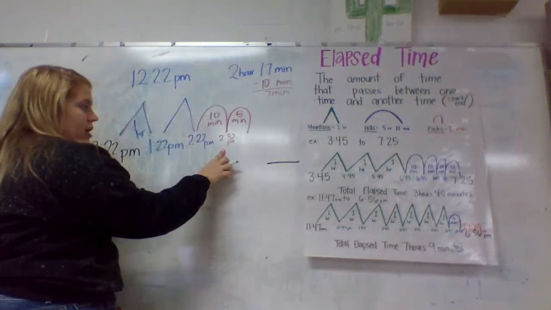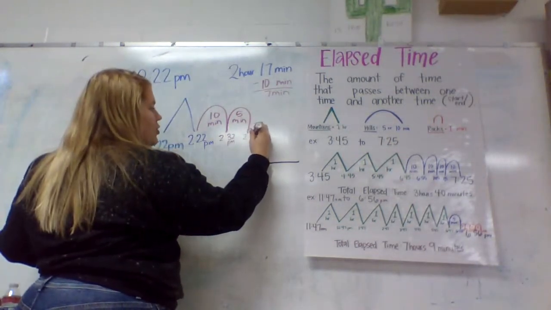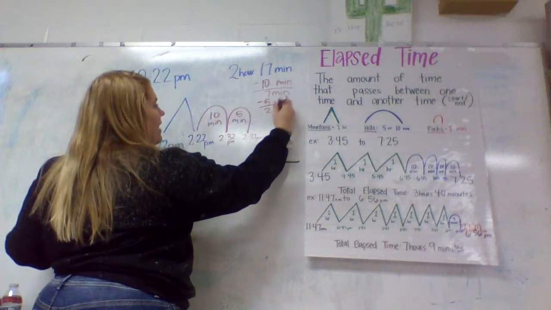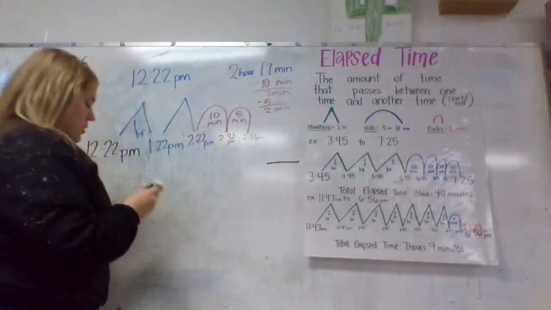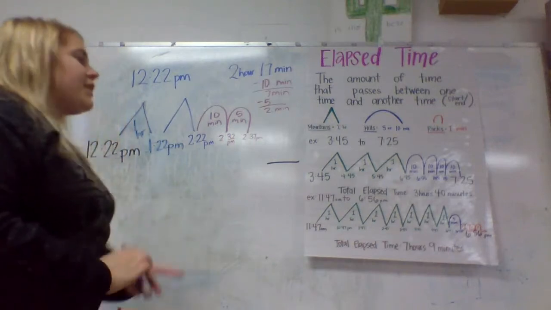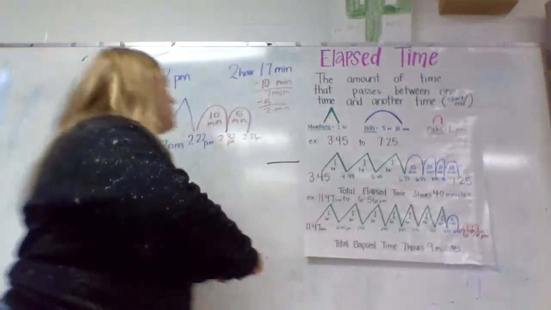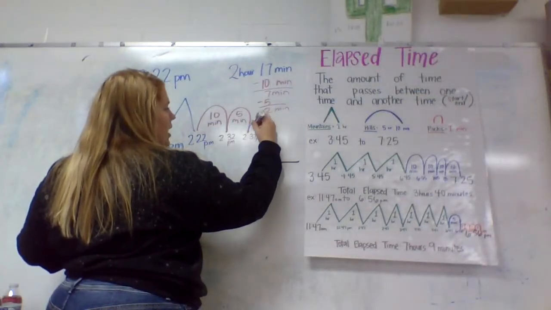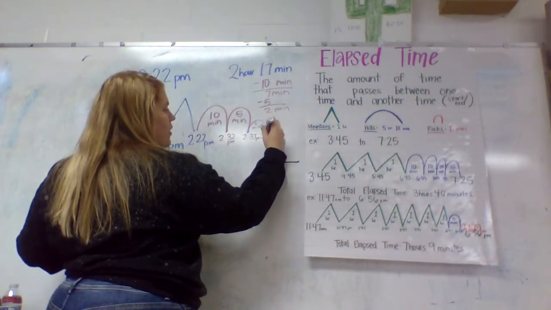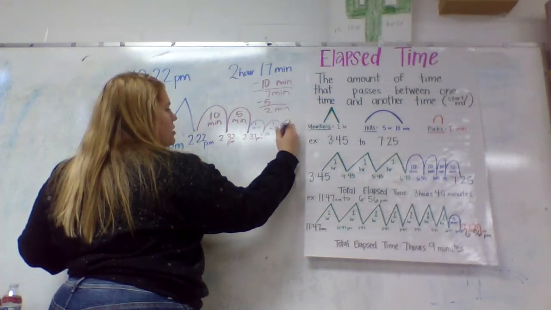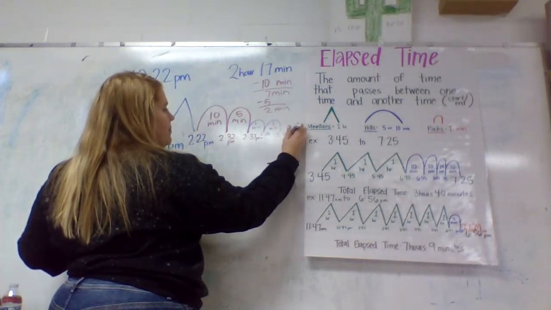I was at 2:32 p.m. Now I'm at 2:37 p.m. I had 7, I'm taking away 5. I have 2 minutes left. That means I need to switch colors because now I'm moving to my rocks. So right now I'm at 2:37 p.m. I'm going to take a 1-minute rock to 2:38 and another 1-minute rock to 2:39 p.m.